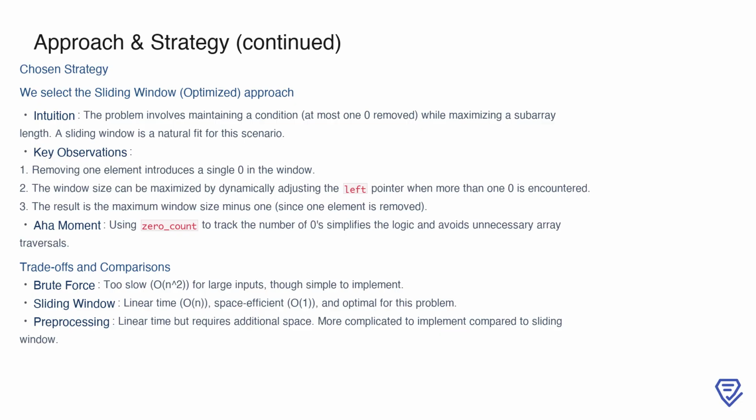Comparing this to other methods, the brute force approach is too slow for large inputs, while the pre-processing method, though feasible, demands additional memory and complexity. The sliding window technique strikes the right balance between speed, simplicity, and space efficiency.